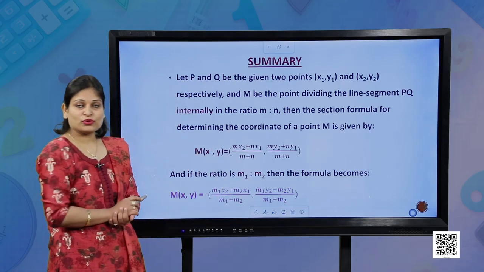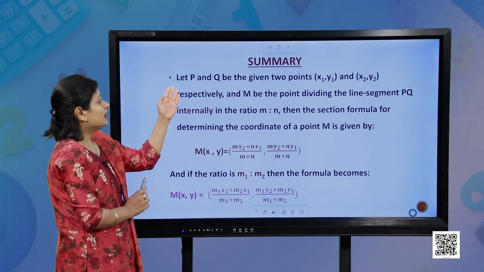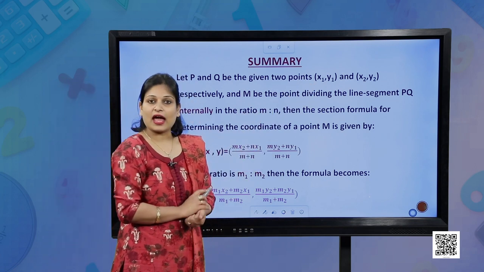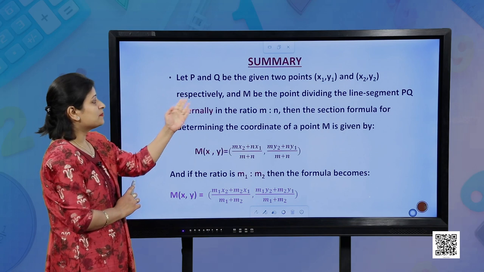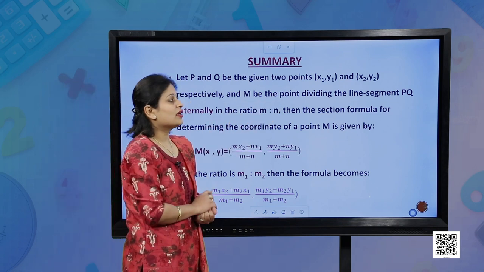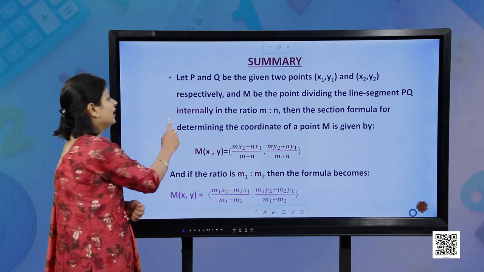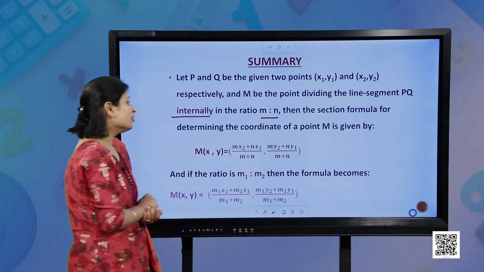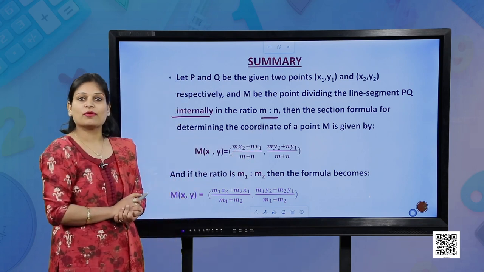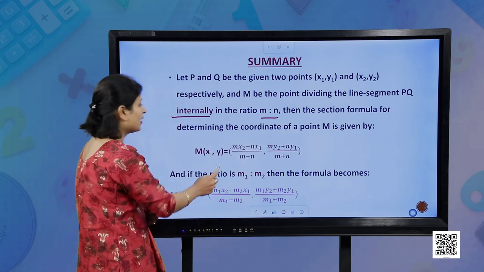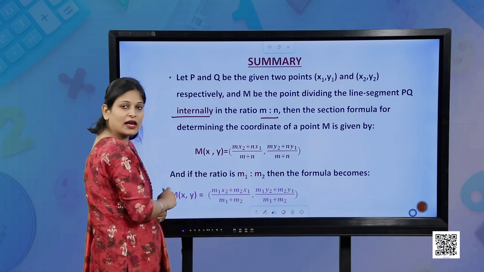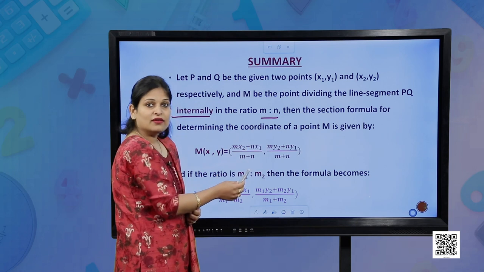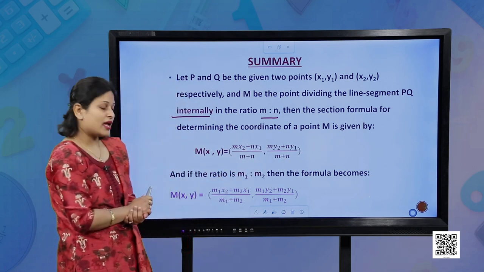Let us quickly recapitulate what we have discussed today. Let P and Q be the given two points x1, y1 and x2, y2 respectively, and M be the point dividing the line segment PQ internally in the ratio m is to n, then the section formula for determining the coordinates of a point M is given by mx2 plus nx1 divided by m plus n and my2 plus ny1 divided by m plus n.